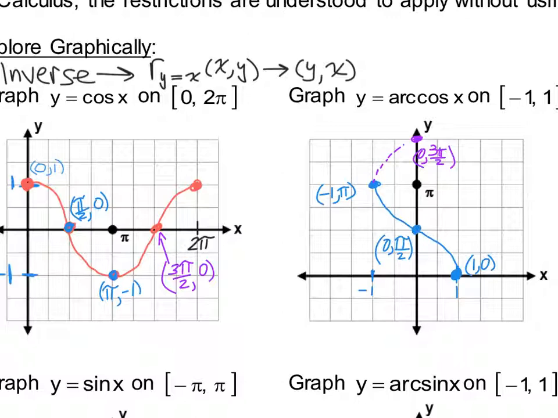What would that problem be? Why can't I do that? Say again? It's not a function. It's not a function because of the vertical line test. Right? It would fail the vertical line test if I included all this stuff here. So I don't want that. So it's telling me that I only want to include values from 0 to pi.